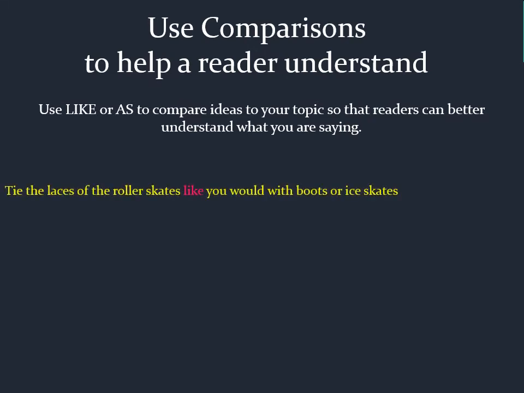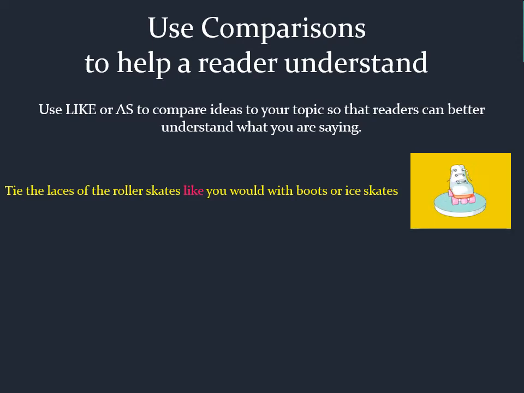So let's say you're writing about roller skates and how to tie the laces. Well, you can say this: tie the laces of the roller skates like you would with boots or ice skates. Okay, well, that makes it easier to understand because maybe somebody doesn't know very much about roller skates, but they do know about boots and ice skates. Okay, and we use the word like to help us explain that. Okay, let's try one more.